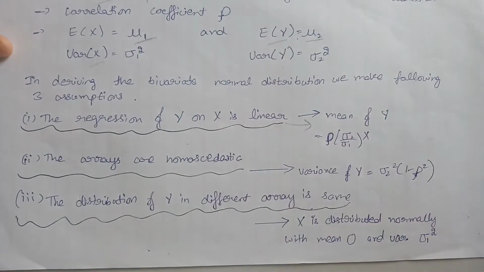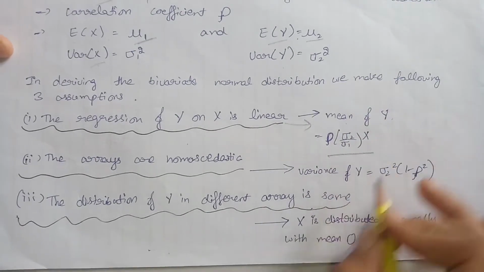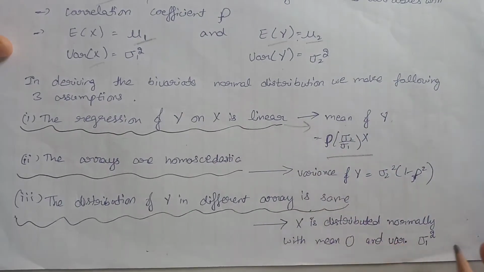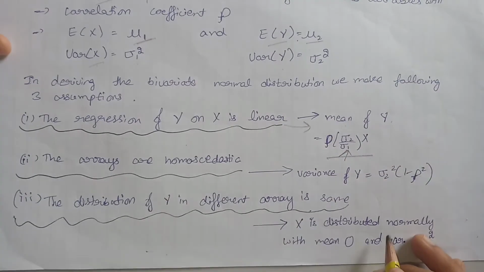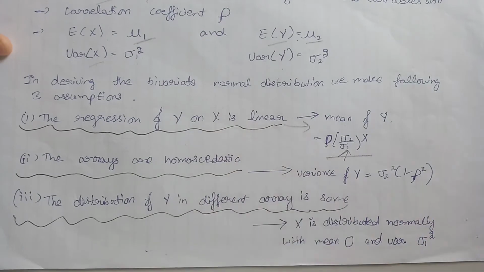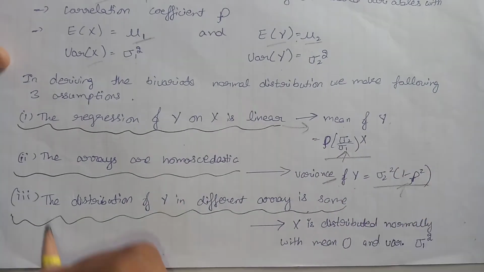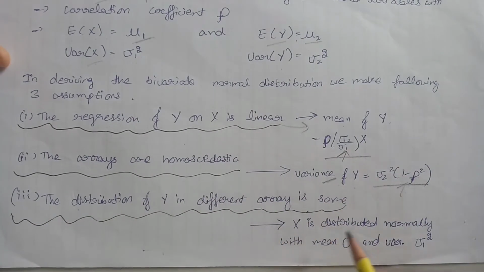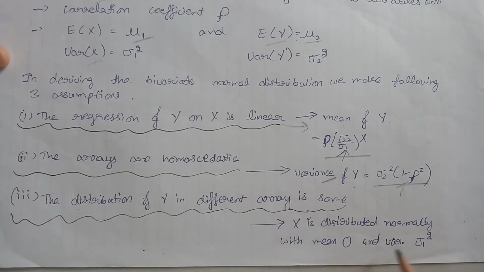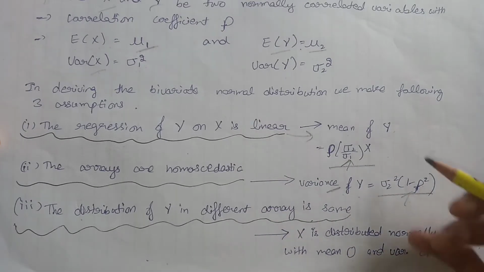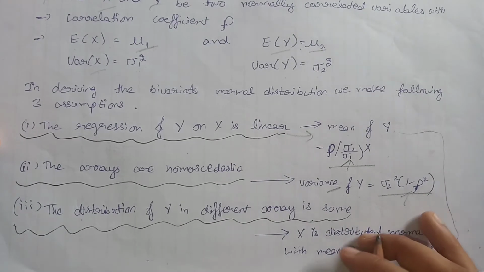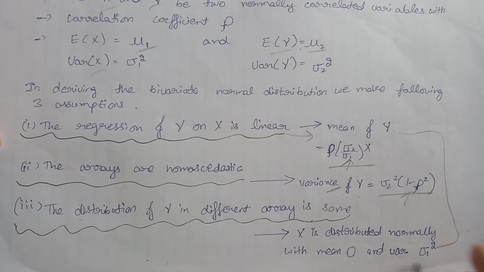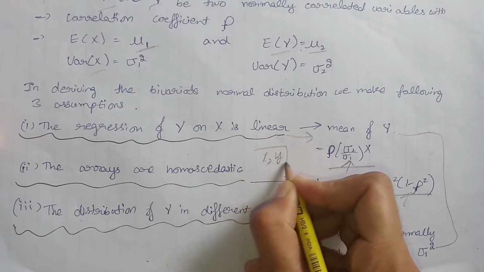According to our first assumption, the mean of y is equal to this. That means in the derivation we have to use this value for the mean of y. According to our second assumption, the variance of y is this. According to the third assumption, our random variable x is distributed normally with mean 0 and variance sigma 1 square. So by using these three basic assumptions, we will derive our bivariate normal distribution, which is actually equal to the joint probability density function of our random variables x and y.